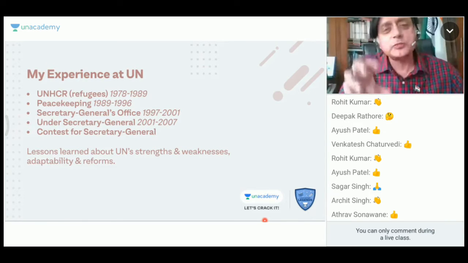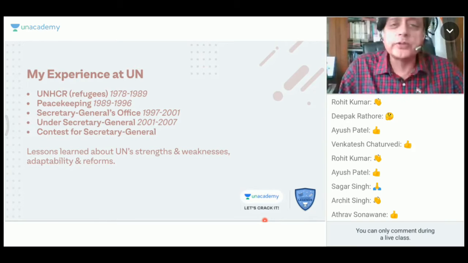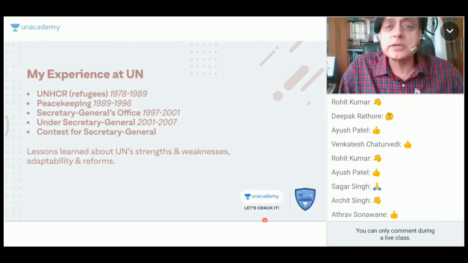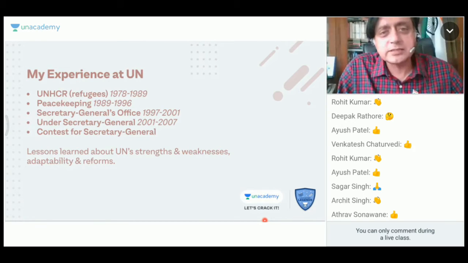But the UN has what are called funds and programs, as well as agencies where the geographical quota doesn't apply. And UN High Commissioner for Refugees, UNHCR, was one of them. And I joined them where nationality was not an issue, but there were practically no Indians in the organization. There was just one before me. It was a very small organization looking after refugees.